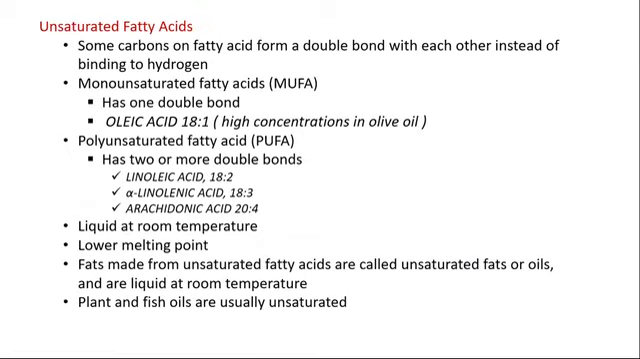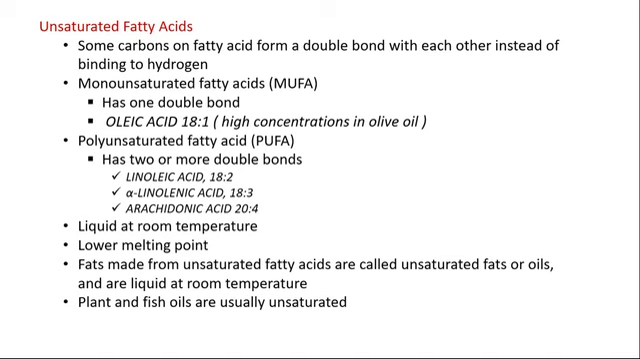Coming to the unsaturated fatty acid, the fatty acid will contain one or more double bonds. If it contains one double bond, it is known as a monounsaturated fatty acid. The best example is oleic acid, which is made up of 18 carbons and has a single double bond. Oleic acid is present in high concentrations in olive oil.